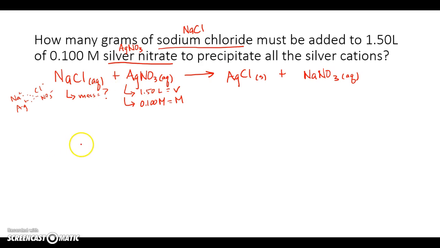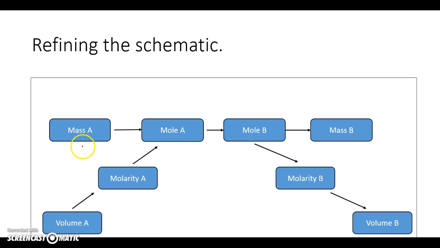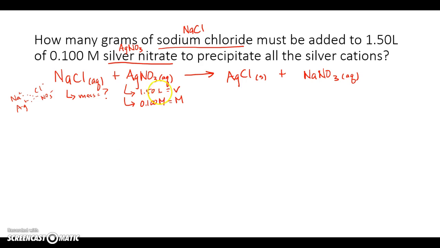Okay, so now let's take a look at the schematic that we had previously looked at. Here's our schematic. All right, so we need to start by recognizing which of our chemicals is A and where to begin. So A, remember, is always the one that has all the information and none of the unknowns. So that is this one right here. So here's my A, and in A I see that I have volume and molarity, and this is my B right over here, and I'm looking for mass.